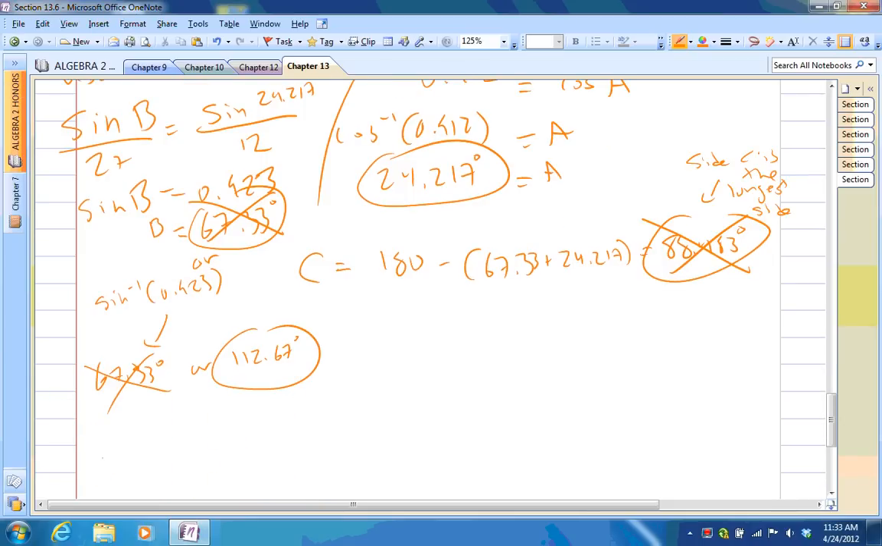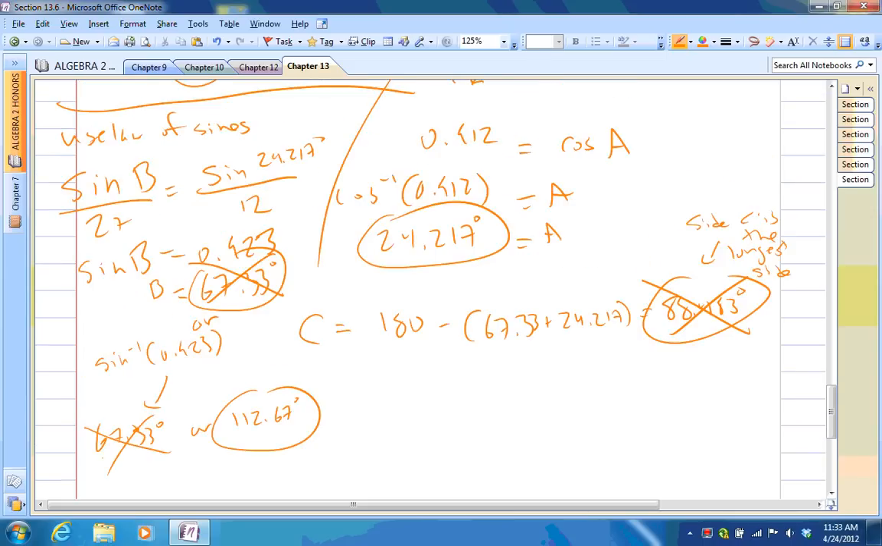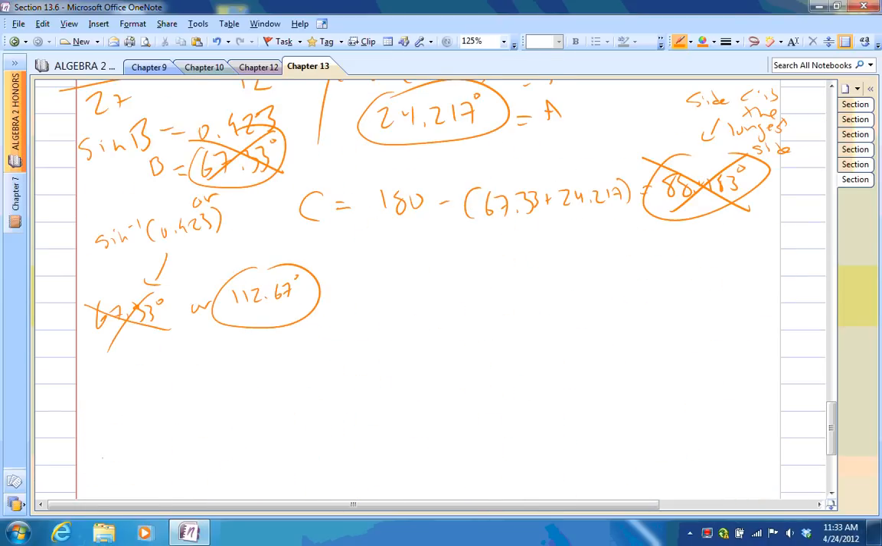So I think the moral here is that when you're doing inverse sine, see if you can get another angle in the second quadrant and see if that makes sense. You have to inspect it and see what makes more sense. 112.67 makes more sense because side b is obviously the longest side. So now in this case, C will be 180 minus (112.67 plus 24.217). If I work that out, then I'll officially be done with the problem. Yep, so you have 43.1 degrees.